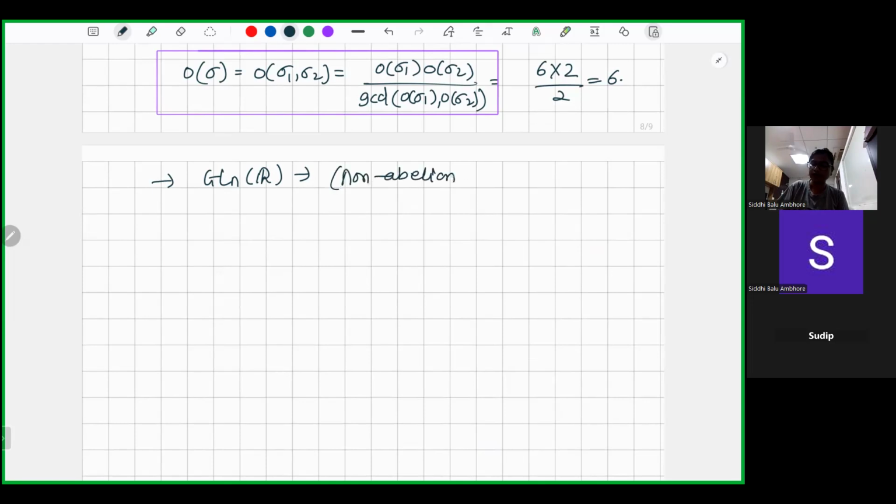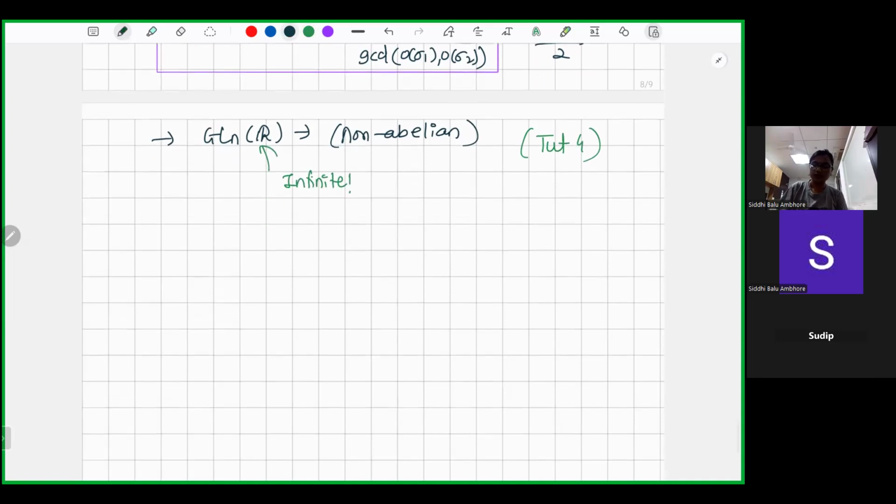And here I think we saw in one of the lectures already that we got two matrices where I was getting a diagonal matrix every time I was multiplying, but the chosen matrices had finite order. I think we did that in tutorial 4. You can try to check. But this is an infinite group. This is an infinite group.